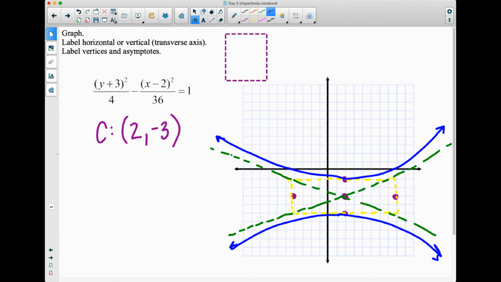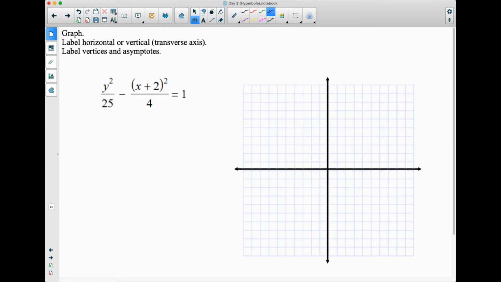Okay? This is vertical as well. Yep, vertical as well. So go back on your normal notes. Try this one out completely on your own.